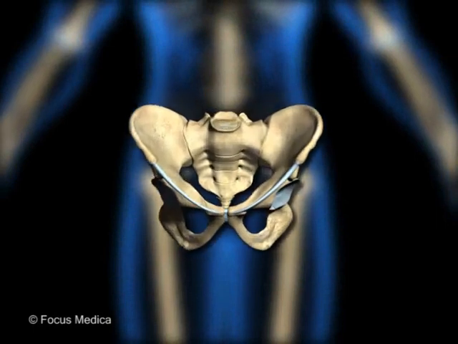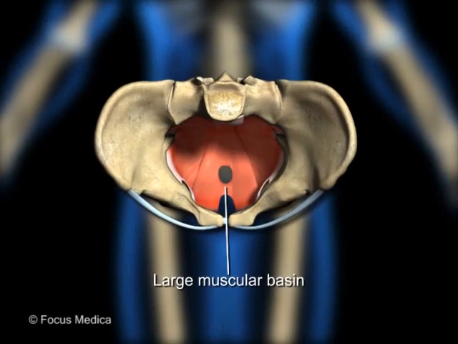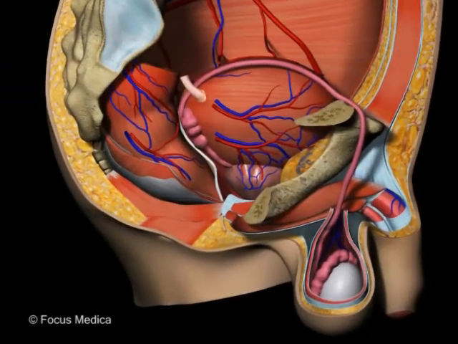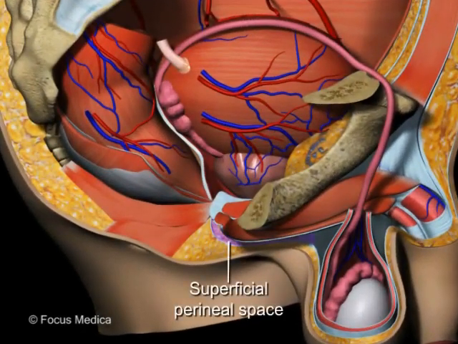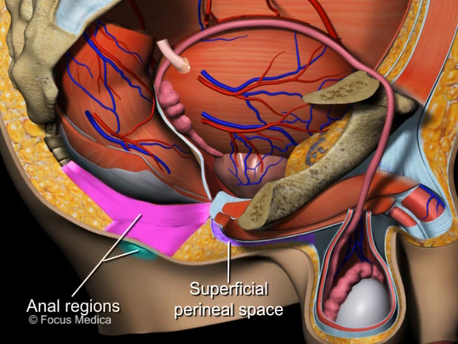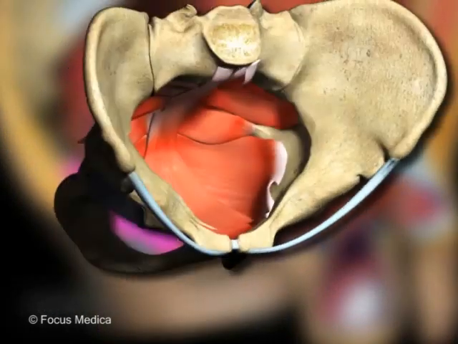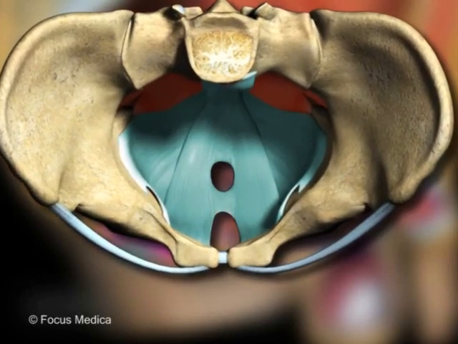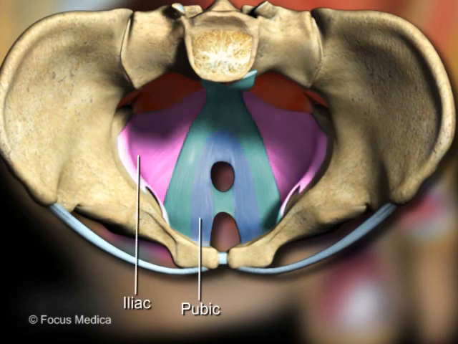The pelvic diaphragm is a large muscular basin in the lower pelvis. It separates the cavity of the pelvis from the superficial perineal space and the anal regions. It is almost entirely composed of the levator ani muscle. This muscle has 3 parts: pubic, iliac, and ischial.